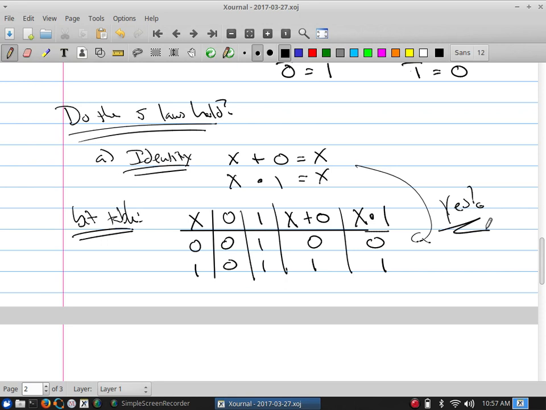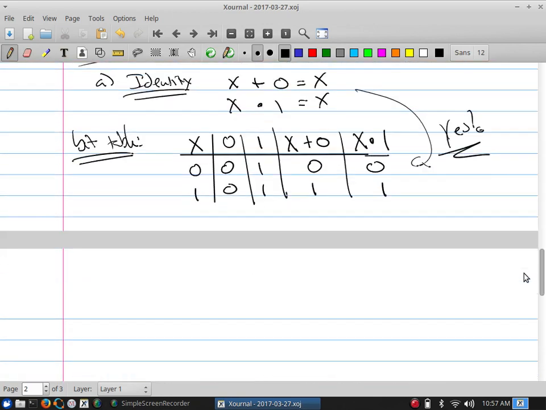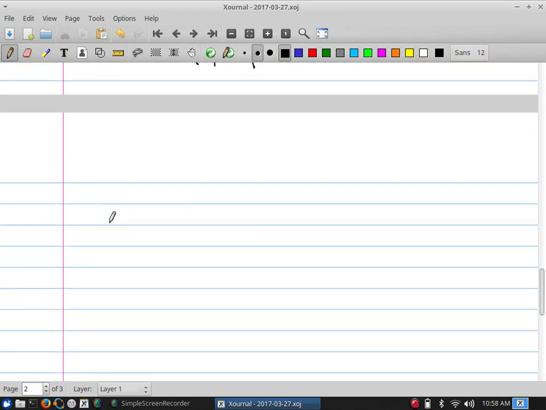And we could go through all five laws, and all five laws on every one of these tables would end up being yes. Right? But when we get to things more complicated, let's say, which would we use? Like the distributive laws, right?